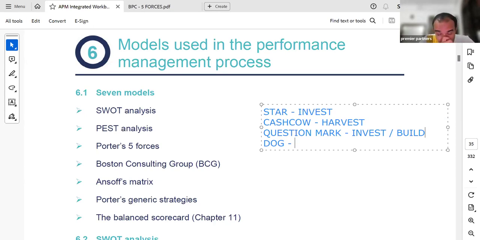Dog. Low market share, low market growth. What do we do? Correct. Kill the dog, right? Divest. Don't waste your time there. Shut down the operation, take the money, and put it somewhere else, either into a star or a question mark. So this is a model that helps you do portfolio analysis based on two key criteria, market growth and market share, and then lets you decide what to do with each type of product you have. So you need to be really clear about the concept.